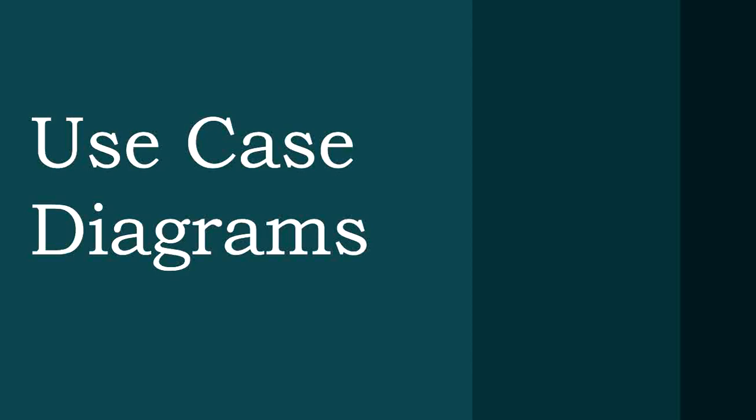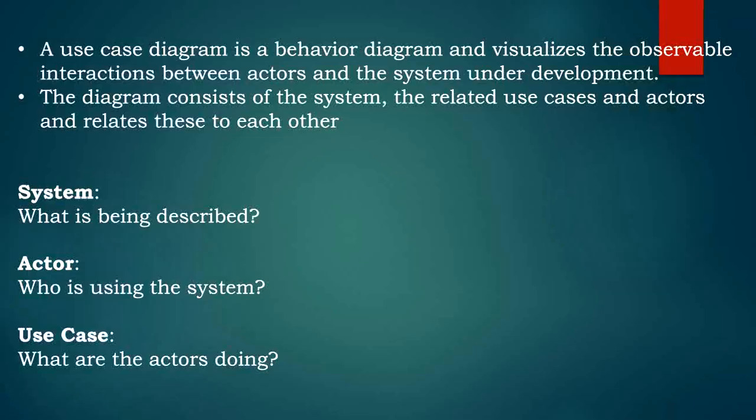Let's begin. A use case diagram is a behavior diagram and visualizes the observable interaction between actors and the system under development. The diagram consists of the system, the related use cases, and the actors, and relates these to each other. Majorly, we have three components, as I said. First is the system. What is being described is known as the system.